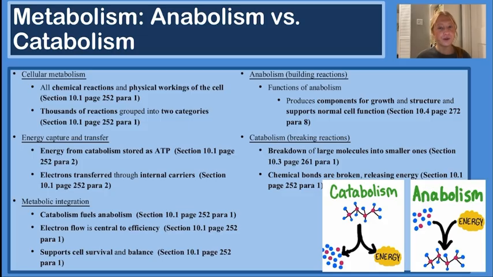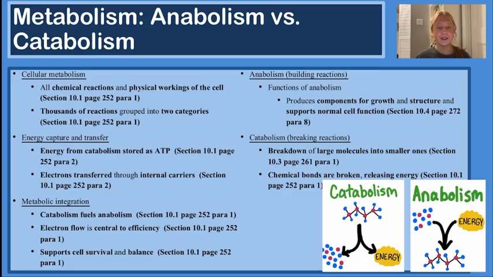So, a short overview of anabolism. This is a metabolic process that results in the synthesis of cell molecules and structures. It is a building, bond-making process in which smaller molecules are assembled into much larger macromolecules that are needed by the cell. And because forming chemical bonds requires energy, anabolic reactions usually require an input of energy, most commonly in the form of ATP. And through anabolism, the cell produces essential components that are necessary for growth, structure, and function.